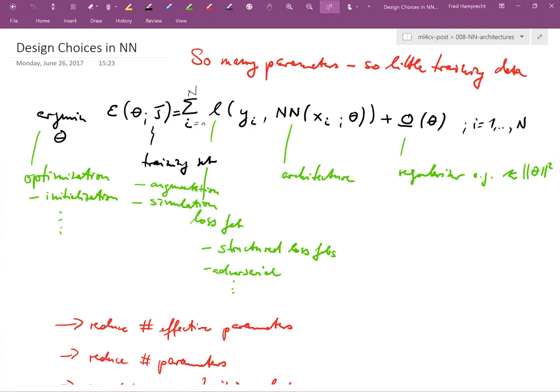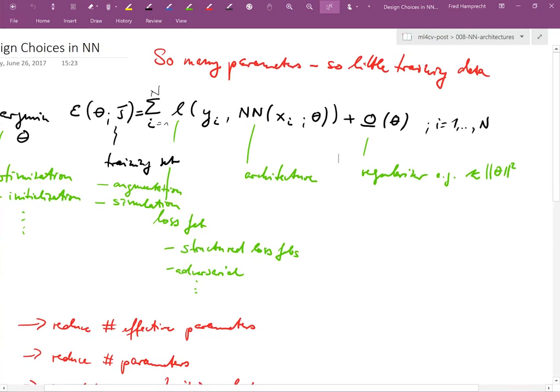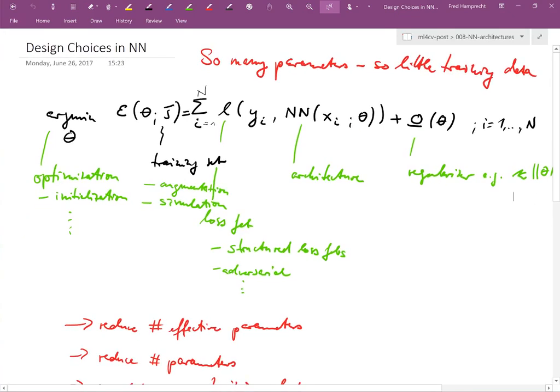So for example, we don't want these values theta to go through the ceiling. We don't want them to be super large. And this can be something as simple as, for example, just the Euclidean norm of the set of parameters. Okay, now, essentially each of these terms in the equation encapsulates a design choice.